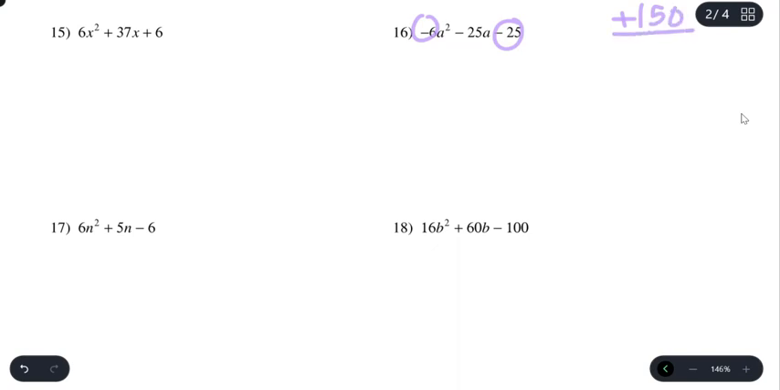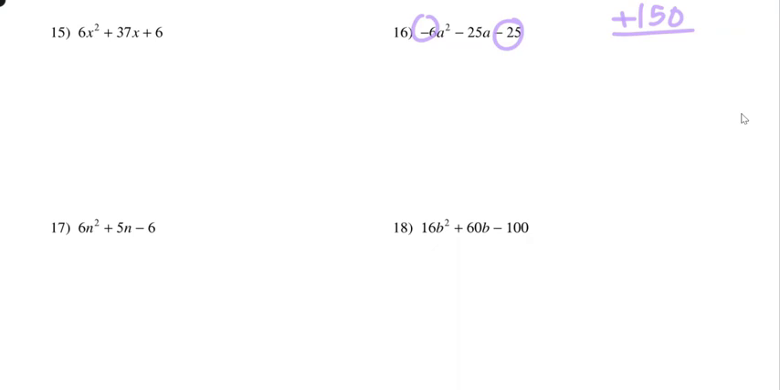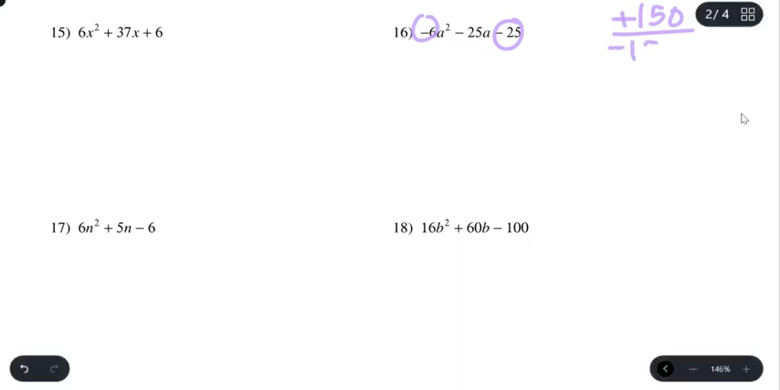Let me run through this real quick. Positive 150 means it's going to be negative, negative, or positive, positive. And I'm going to save you some time here to keep the video from getting too long. I could go through lots of factors of 150, but bottom line is I have to have a negative times a negative, or a positive times a positive, because it is a positive 150.